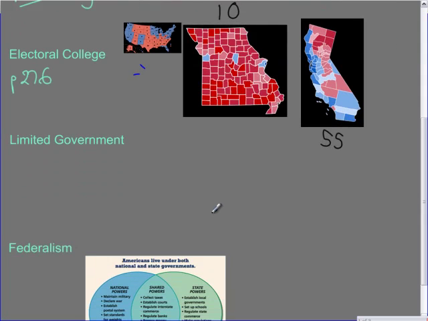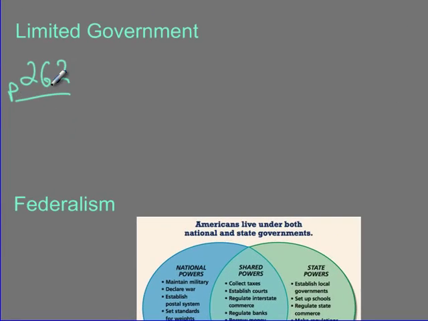If we move down to the next principle of the Constitution, we are looking at limited government. This is also going to be on page 262, and I keep referencing 262, or it could be on 263 as well. That is where these 7 principles are explained in paragraph form, a summary. They give you a basic idea of what's going on.